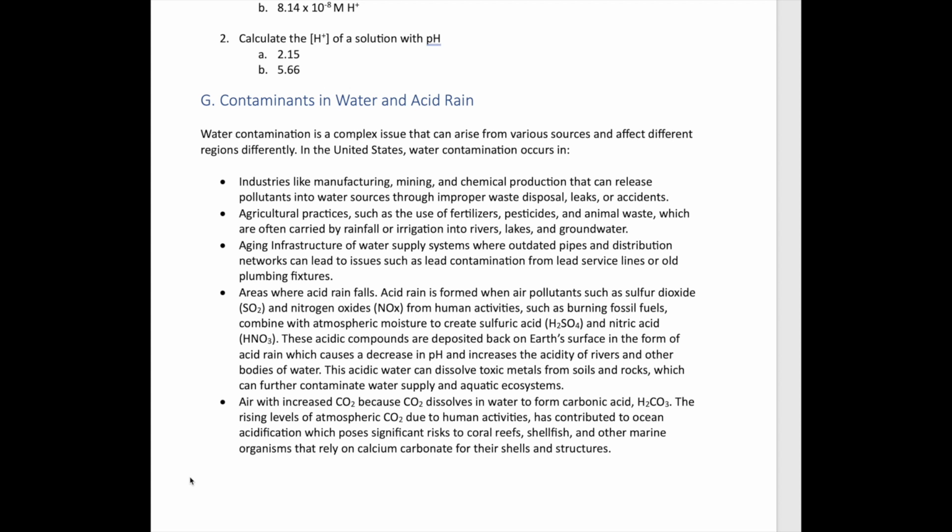Agriculture is a big source of contamination as well, because people use fertilizers, pesticides, animal waste, all of which can flow into the supply of water, carried by rainfall or other irrigation systems into rivers, lakes, and groundwater, which again causes contamination for the organisms that live in those ecosystems.